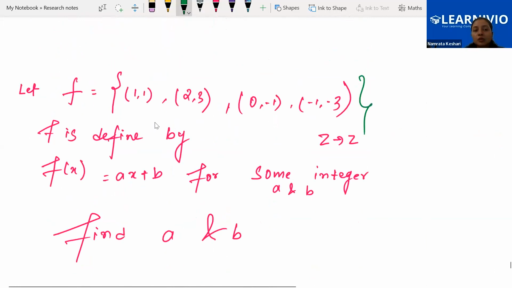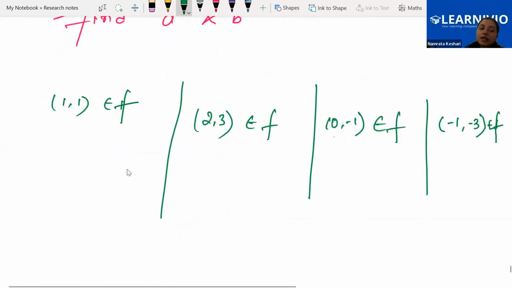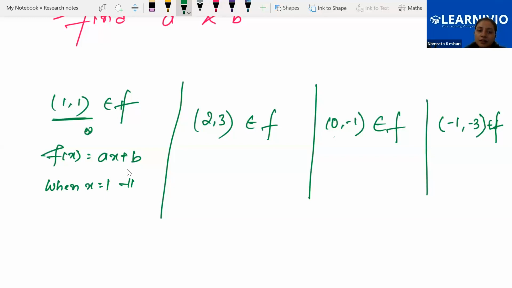Now, a relation is given: f of x equals ax plus b. Here, if (1, 1) belongs to f, can we say that when x is 1, then f of x is also 1? F of 1 is 1. Can we say that from here, Ali and Alina? Yes or no?